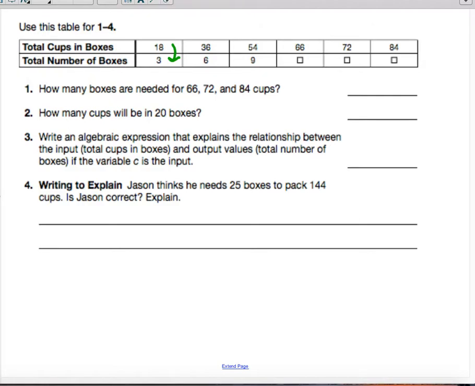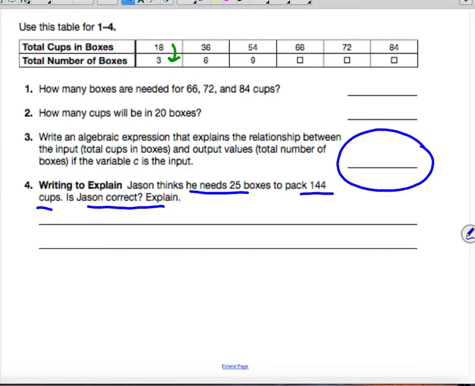All right, number 4, writing to explain. Jason thinks he needs 25 boxes to pack 144 cups. Is Jason correct? Explain. Well, in order to figure this out, all you have to do is take the expression you made here, which should be something like that, and apply it here.